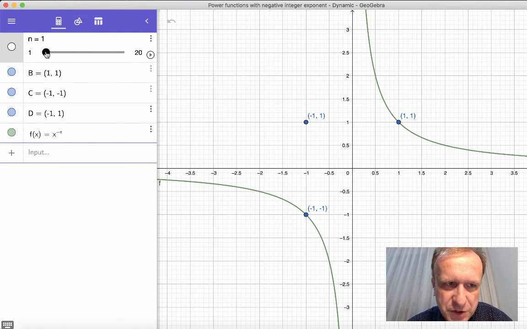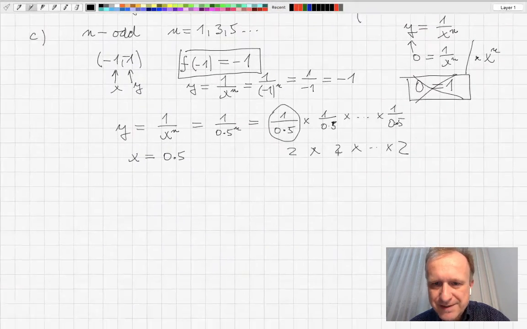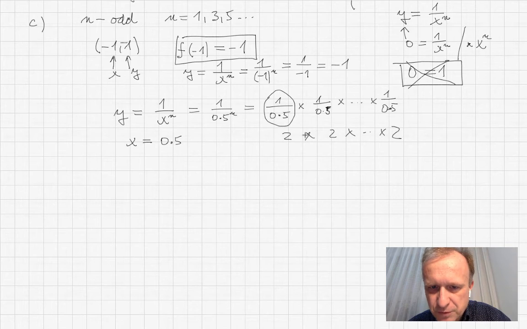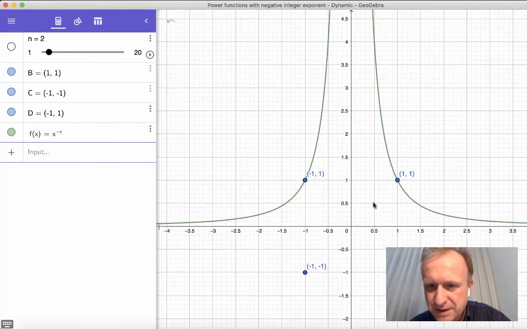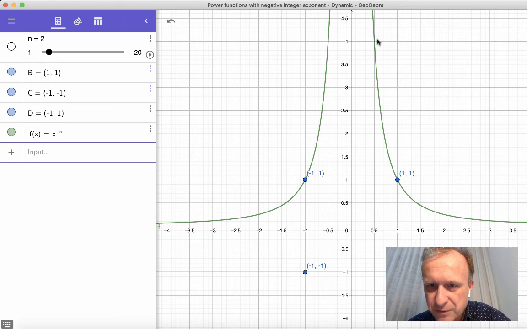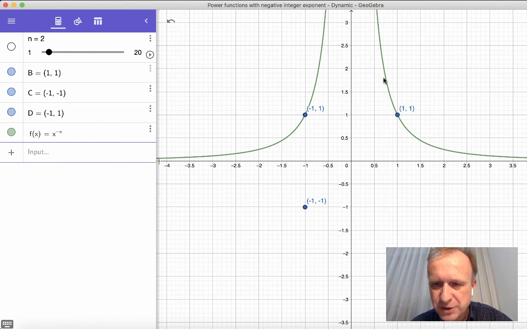Now if we change the slider to position 2, so when n is 2, then instead of just one 2, you get two 2's. So you multiply 2 times 2, you get 4. So it's a greater value. You can see that at 0.5 you get the value of 4. Therefore, as n increases, this value increases, and hence the graph should become steeper in this region. It's very similar in the region between 1 and infinity.